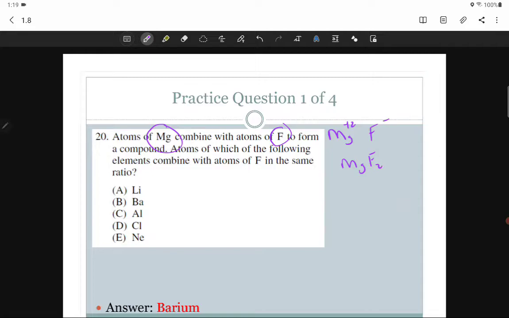Atoms of which of the following elements combine with atoms of fluorine in the same ratio? So which ones would give you 1, we'll call it X, compared to 2 of the F's. So you'd need something in the same column of the periodic table to give you a +2. And the only one that's going to work is barium. Barium is in the second column, the alkaline earth metals. So it would combine in the same ratio.